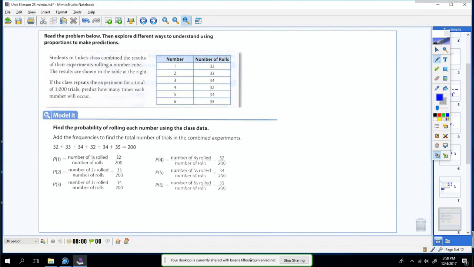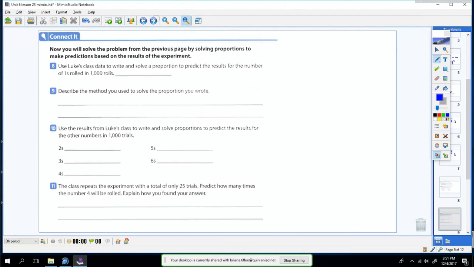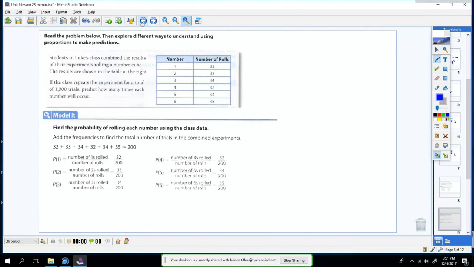Okay, next problem. Students in Luke's class combine the results of their experiment rolling a number cube. The results are shown in the table to the right. If the class repeats the experiment for a total of 1,000 trials, predict how many times each number will occur. And this will show you the probability of getting the 1s through 6s. But let's answer some questions first. So it says, use Luke's data to write and solve a proportion to predict the number of 1s rolled in 1,000. Well, first off, we have to figure out how many times he actually rolled it the first time.